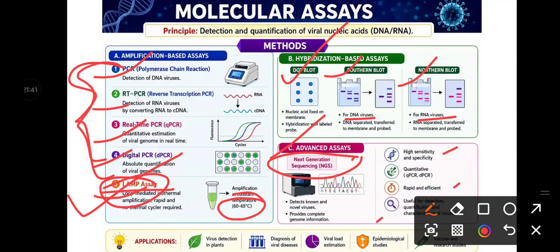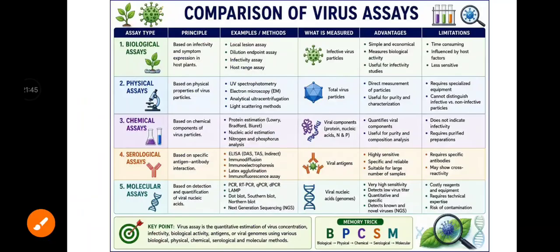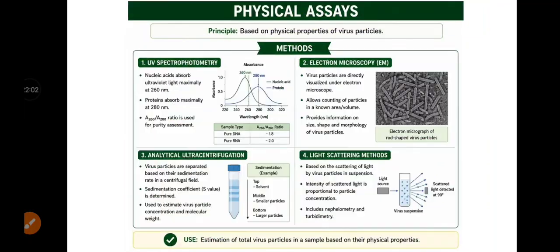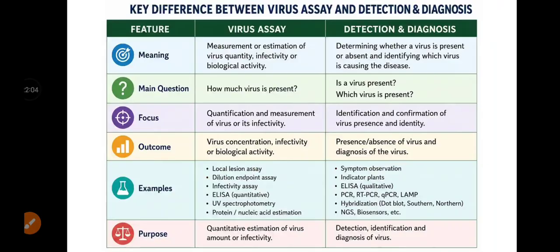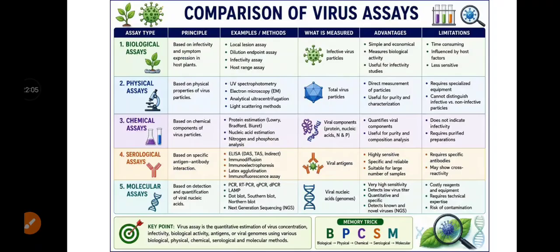Okay, so this is all about the virus assay methods. This is the comparison table. So five methods we have already discussed: biological assay, physical, chemical, serological, and the molecular. So serological, I think I forgot. Serological, one second. Oh, I forgot to put the slide.